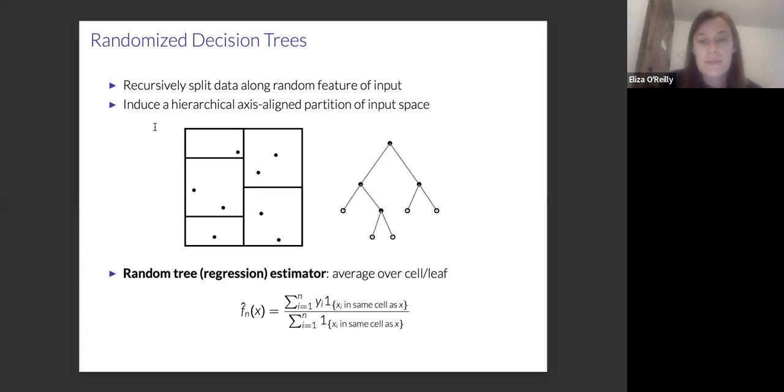And a random tree estimator takes some new input x, and the output is the average of the outputs corresponding to the inputs from this training data in the same cell as your new input x. And this is in particular in the regression setting. In the classification setting, you would take a majority vote amongst the neighbors in the same cell or the same leaf as you. For a new input x, you look at your neighbors in the same cell to make the prediction.